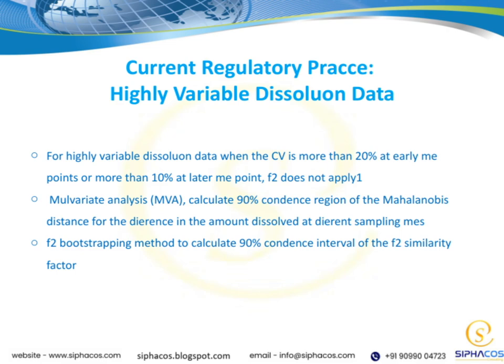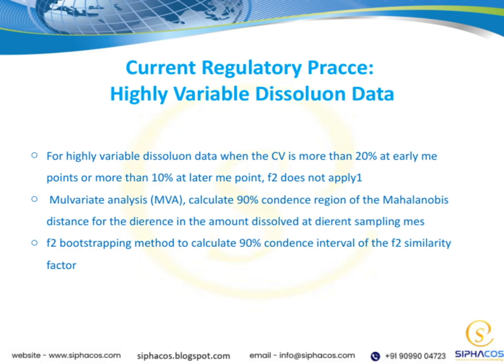This method involves calculating a 90% confidence region for the Mahalanobis distance, which helps us assess the differences in the amount of drug dissolved at different sampling times. Additionally, we use a bootstrapping approach with the F2 similarity factor.